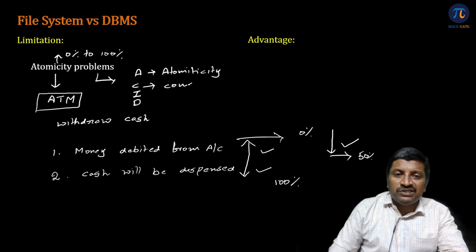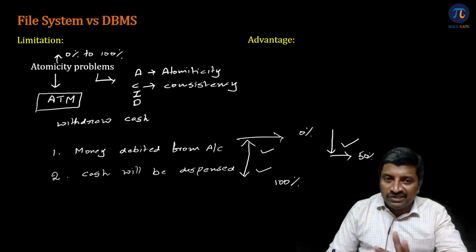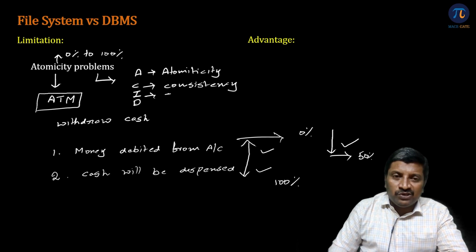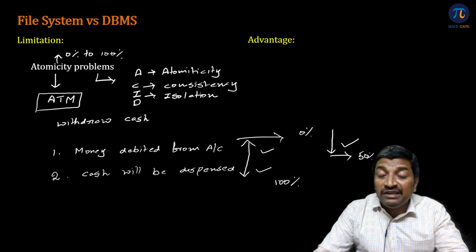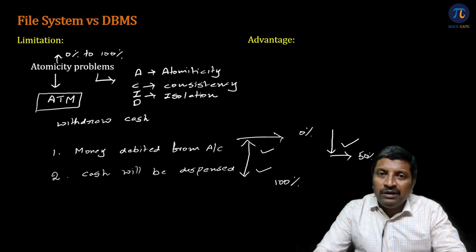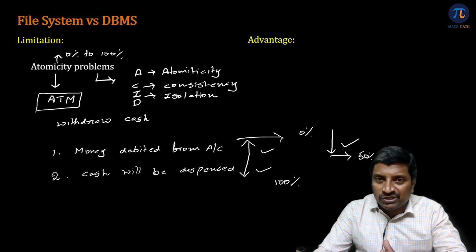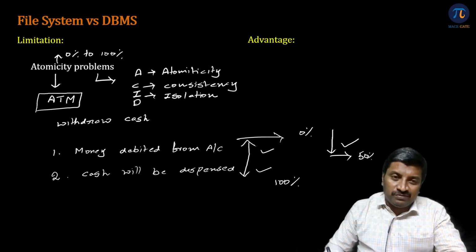The second one is consistency. When so many users are accessing the data simultaneously, the problem of inconsistency arises. And isolation. Whenever multiple users are accessing the same data, we need to create an environment in which the client feels that he is the only person accessing the data, or the actions of other users should not interrupt this user. That is called isolation.